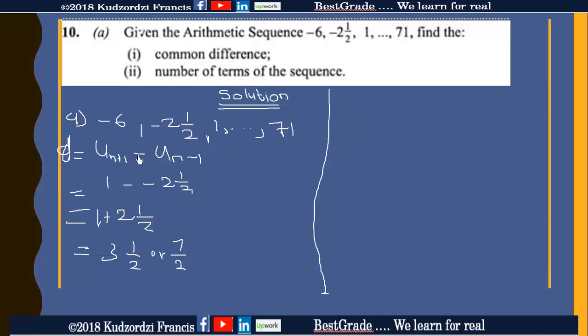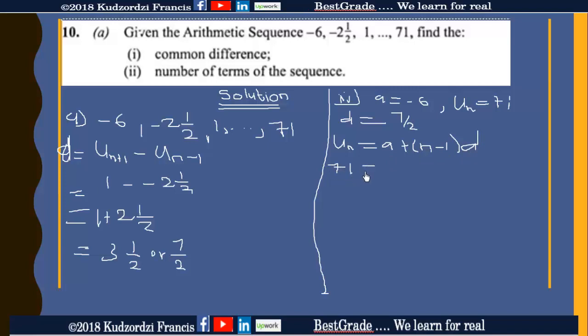Now we know that we have to find n, the number of terms in the sequence. So we know our first term to be equal to -6, and we know our last term to be equal to 71. We know our common difference to be equal to 7/2. So we use the relation U sub n is equal to a plus (n minus 1)d. So we have 71 is equal to -6 plus (n minus 1) times 7/2.